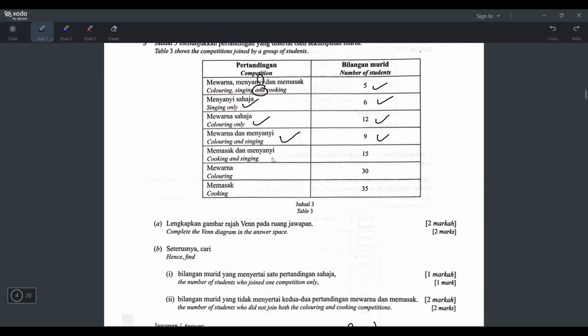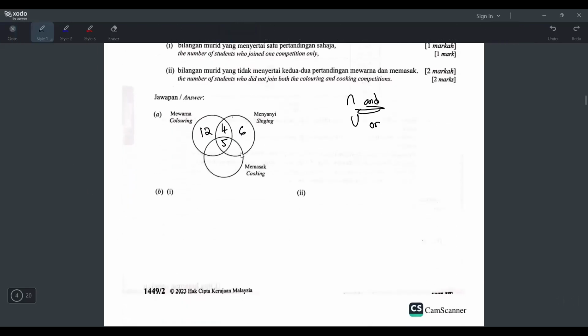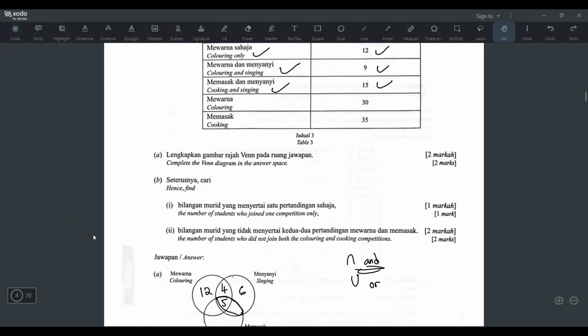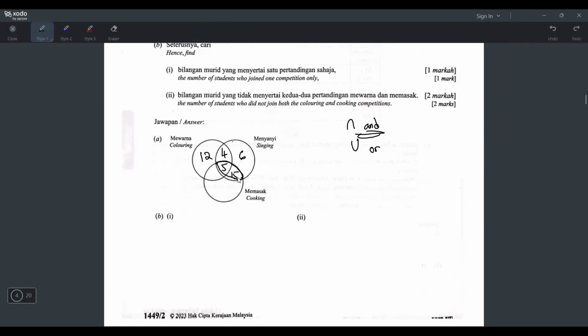So yeah. Okay, next one, cooking and singing 15. Okay, cooking and singing 15. So cooking and is intersection. So cooking and singing punya intersection, dia punya persilangan dekat sini, right? And dia kata berapa? 15, right? But we cannot write the 15 here like this. Unless they got say only lah. Kalau dia kata cooking and singing only, kalau then you tulis macam ni, betul lah. But they say cooking and singing. Dia tak kata only. It means the 15 is including this part also. So you have to take 15 minus 5 sebenarnya. Okay. So when you take 15 minus 5, you get 10. Okay. This is the correct way.